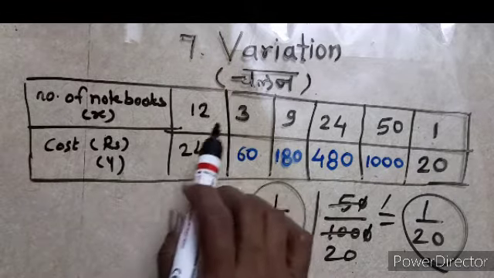The second one, consumption of petrol, that is denoted by letter L, in a car and distance traveled by that car, it is denoted by letter D. They are in direct variation.